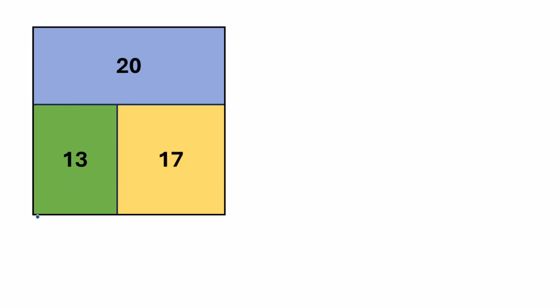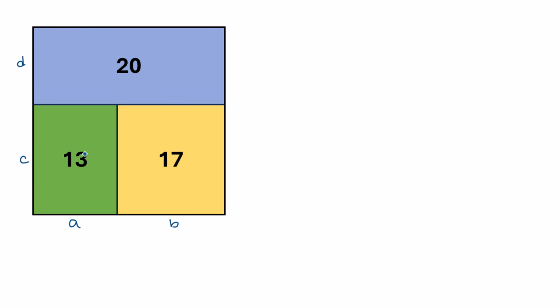Consider the width of this green rectangle is A, so this length is A unit. The width of this yellow rectangle is B. The height of this green rectangle is considered as C and the width of this upper rectangle is considered as D.